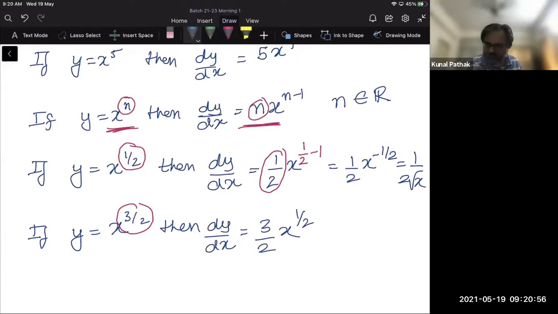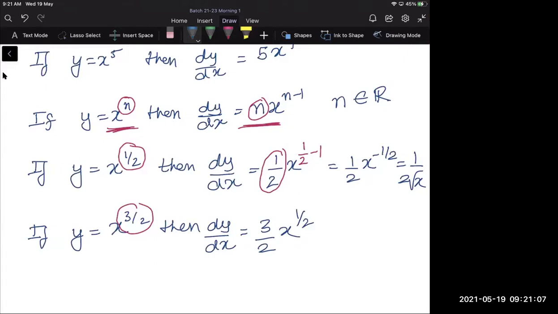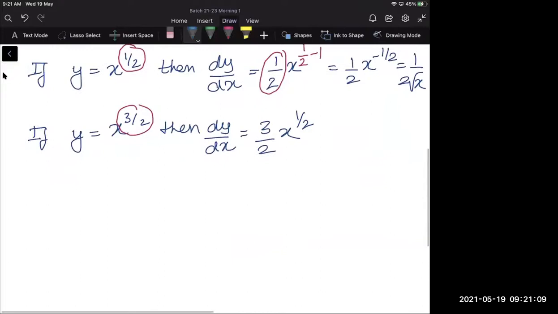आप पहली क्लास के नोट्स एक बार फिर से रिव्यू करना. ठीक है. Yes, sir. Okay.